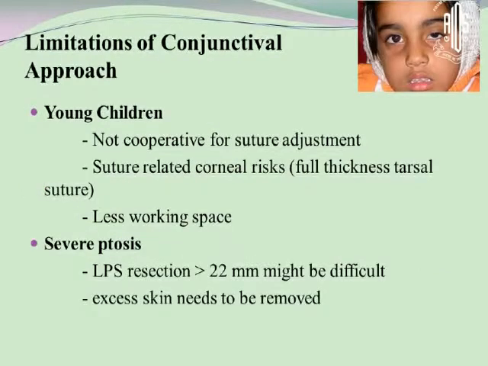So there are certain limitations of the conjunctival approach. In young children, they are usually not cooperative for suture adjustment, so there is no point doing the conjunctival approach. Then there can be suture related corneal risk, especially if you are passing full thickness tarsal sutures. Sometimes there can be less working space, and definitely it takes more time than the external approach. And in severe ptosis cases where we plan to resect, say, more than 22 mm, sometimes there can be difficulty. Then if you plan to excise the skin, it cannot be done if you use the conjunctival approach.